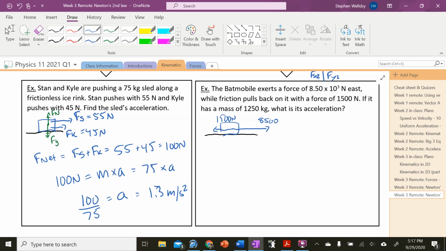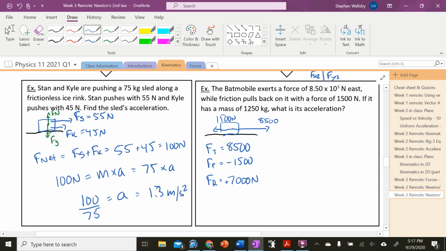Well, what you can do, if you want to, is list out the forces. So F thrust is going to be 8,500. Force of friction is going to be negative 1,500. So we do need to take account of the direction. And so the F resultant is going to be 7,000 newtons. And it's going to be positive, meaning that it's going to the right.